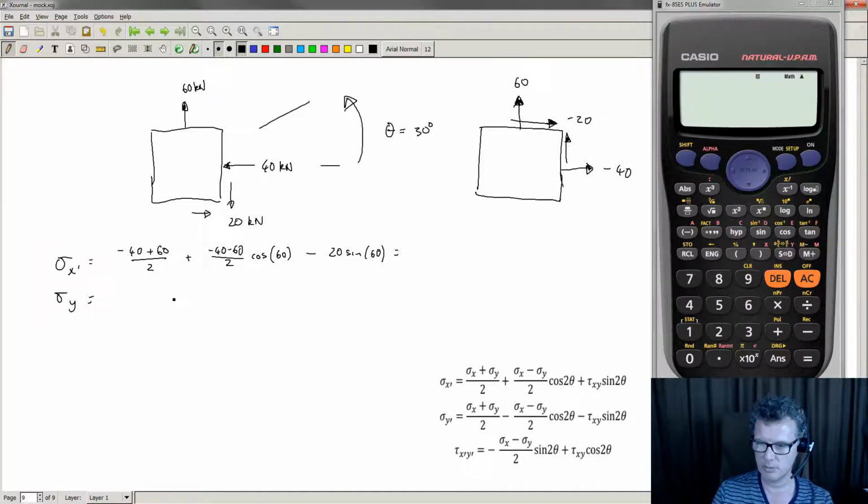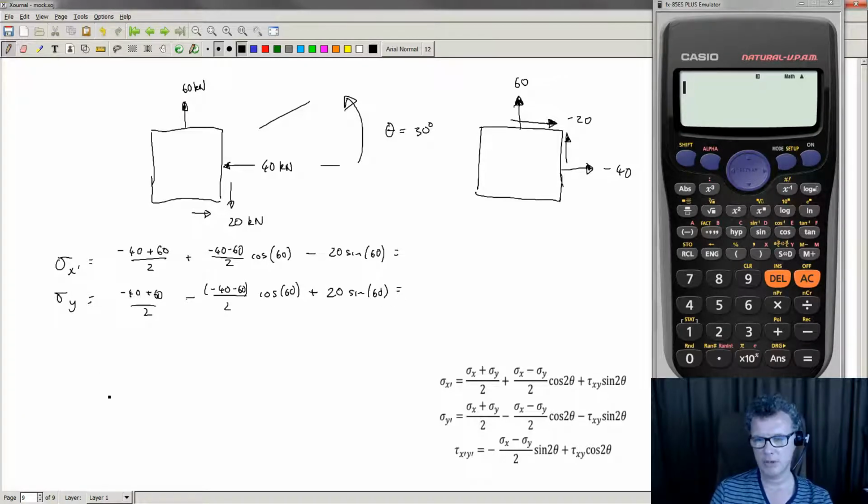Second result will be similar. So minus 40 plus 60 divided by 2. This time we put a minus here. Minus, and then we've got minus 40 minus 60 divided by 2 times this by cos 60 again. If you're cunning, you can maybe save this in your calculator and just change signs around. Minus, okay, so it's minus minus, so that becomes plus 20 sine 60.